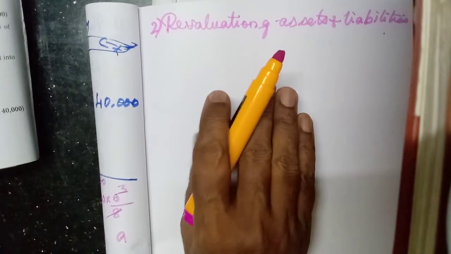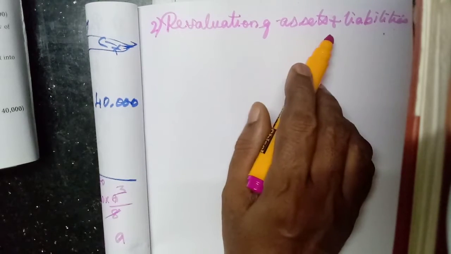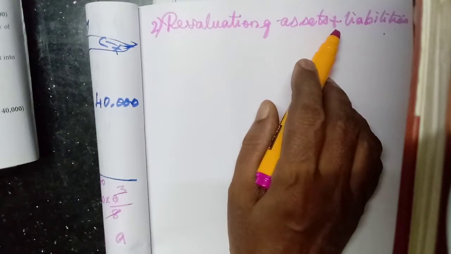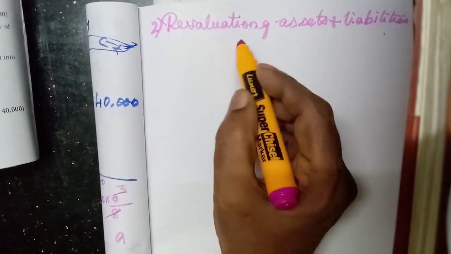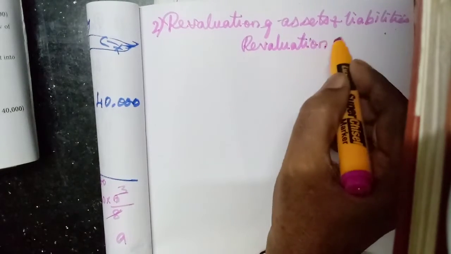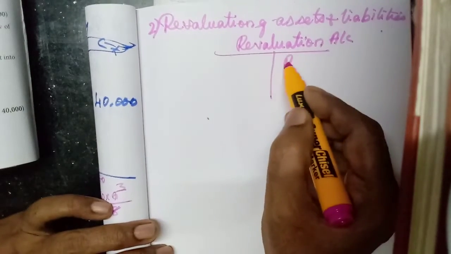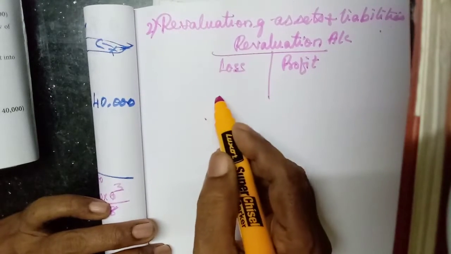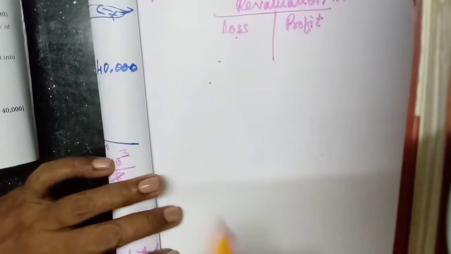So what we have to do when we revalue: sometimes the value of assets may increase or it may decrease, or the value of liabilities may increase or it may decrease, isn't it? There are four possibilities. So it will be transferred to one account that is called the revaluation account. The revaluation account should be prepared. If there are any profit items, the revaluation account should be credited. And the opposite: if there is any loss on revaluation, it will be debited to the revaluation account.